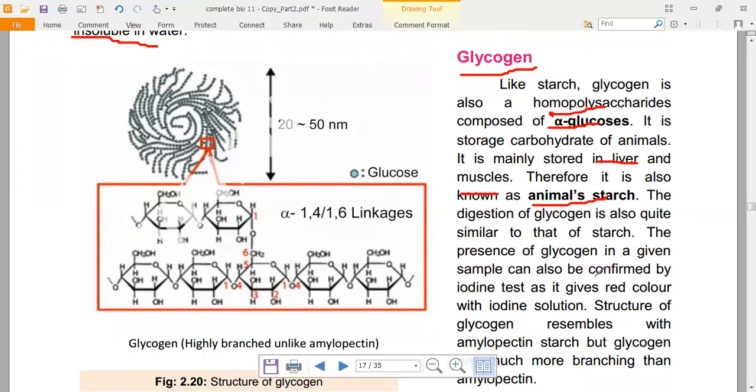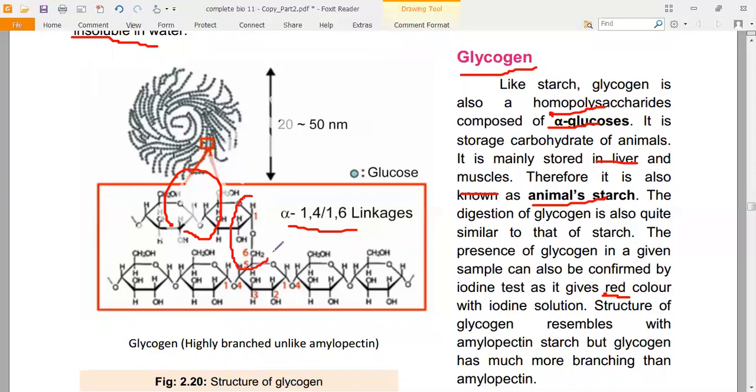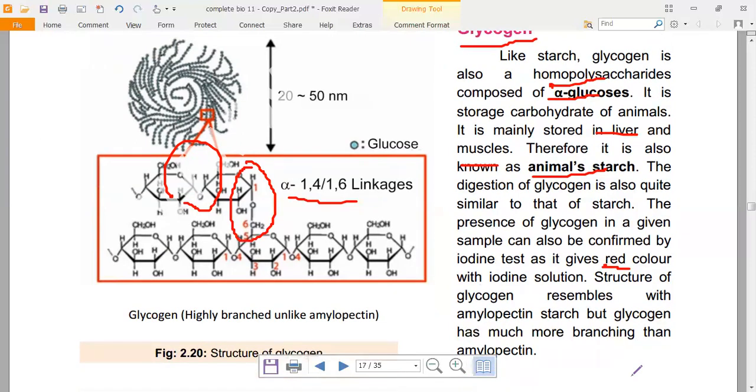Its sample can be confirmed by the iodine test also, but it gives a red color. Why does this give a red color? Due to these linkages. Here is the 1,4 linkage, but along the chain there is also a 1,6 linkage. The structure of glycogen resembles amylopectin starch, but glycogen is much more branched than amylopectin.